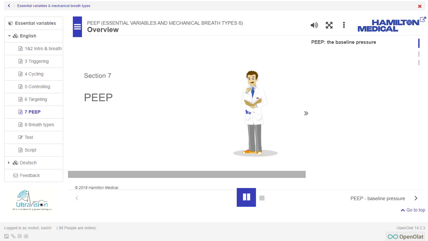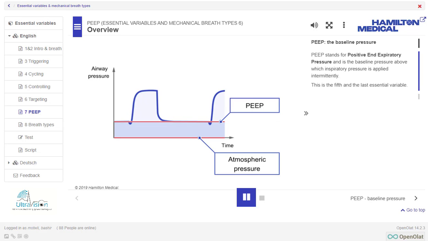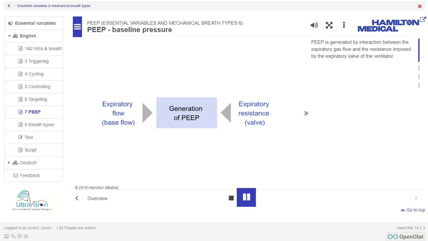PEEP, the baseline pressure. PEEP stands for positive end expiratory pressure and is the baseline pressure above which inspiratory pressure is applied intermittently. This is the fifth and the last essential variable. PEEP is expressed in centimeters of water, and counts from zero or atmospheric pressure. PEEP is adjustable in all ventilators. PEEP is generated by interaction between the expiratory gas flow and the resistance imposed by the expiratory valve of the ventilator.